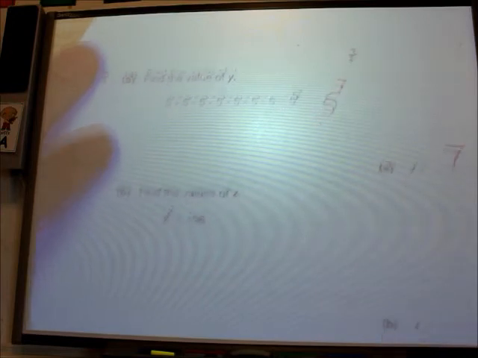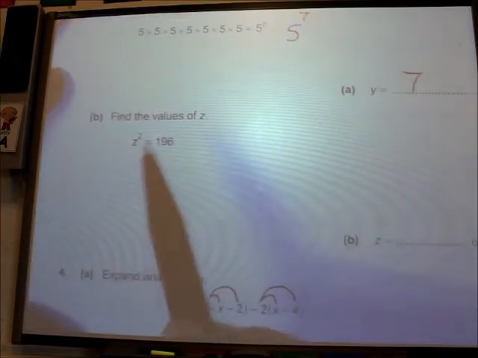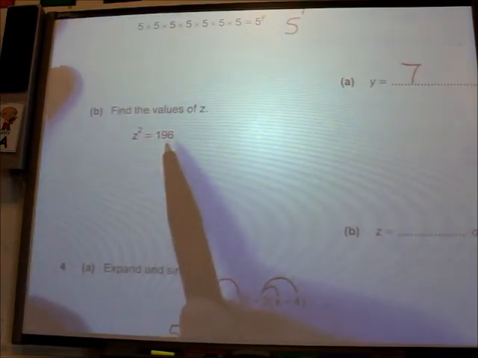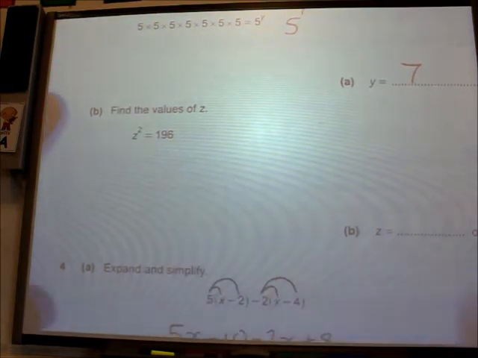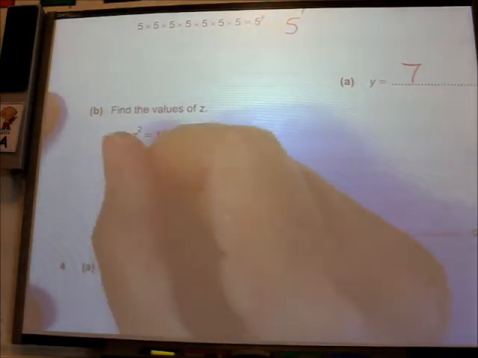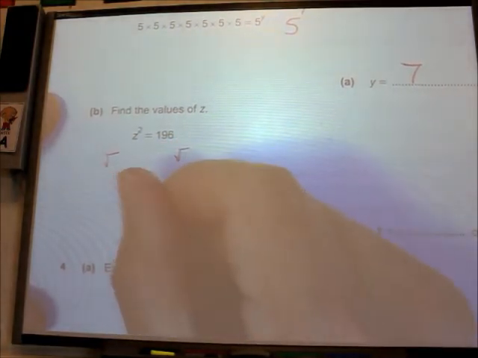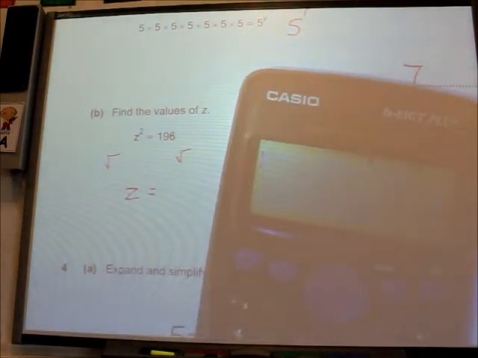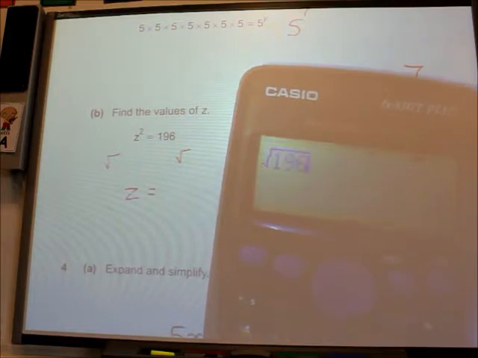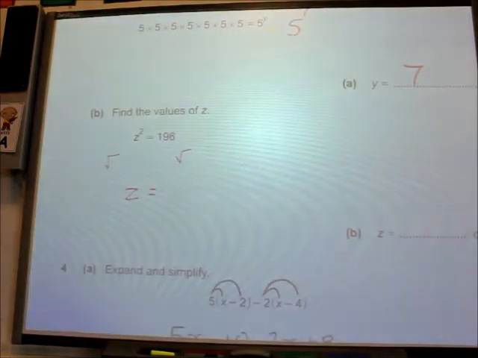Next one, find the value of z. So you've got the value of z squared is 196. So basically, if it's an equation, you need to square root both sides to get the value of z. You've got a calculator. So we're going to find the square root of 196, and that is 14. So z equals 14.